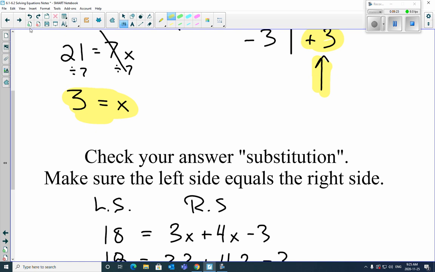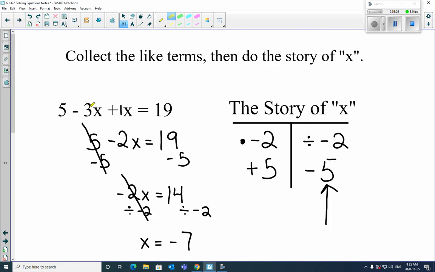Okay, now, next one. Sometimes you're going to get something like 5 minus 3x plus x equals 19. It's just a variation on it again. Here's what some people do: they forget that there's a 1 in front of that x. Mathematicians are kind of lazy and they never write it in as they go along, but you can put a 1 in there if you want in front of that x.